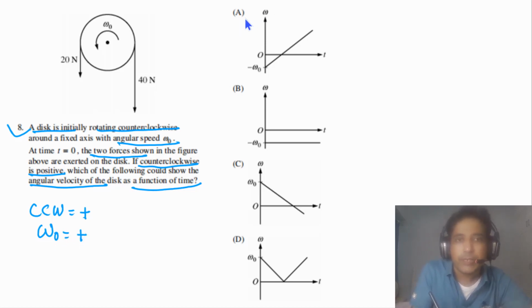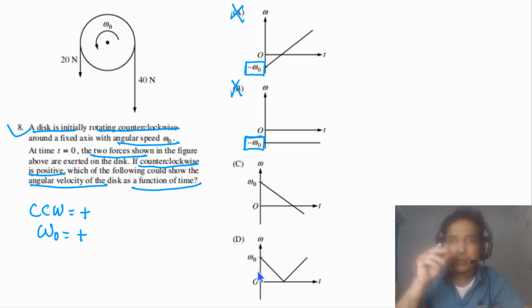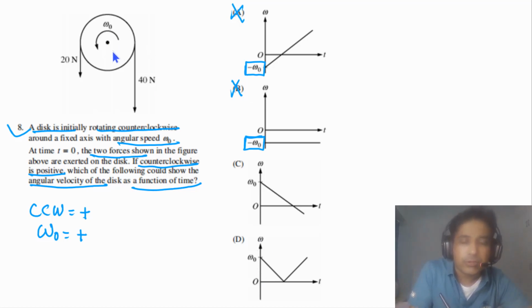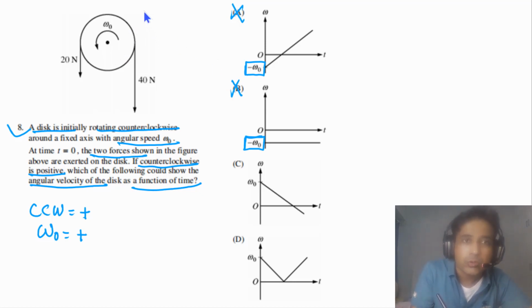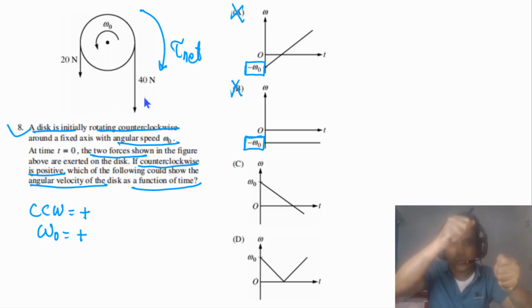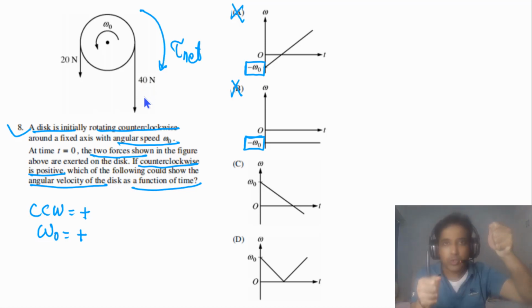So now if you look at the given options, option A is incorrect because this is showing initial angular velocity is negative, and option B is also incorrect because this is also showing initial angular velocity is negative. So the answer is C, our answer is D. Now if you look at this given system, the net torque tau net is clockwise because this force is bigger, so the net torque on this disk is clockwise.